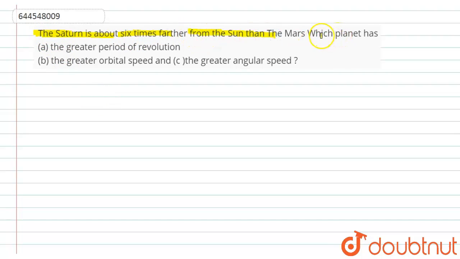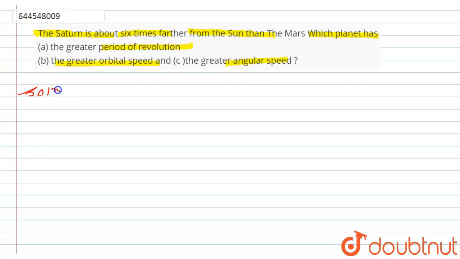Hello students, so the question is, Saturn is about 6 times farther from the Sun than Mars. We have to find which planet has first the greater period of revolution, second the greater orbital speed, third the greater angular speed. So for this, let's look at the solution.